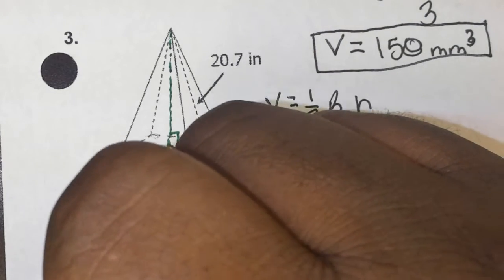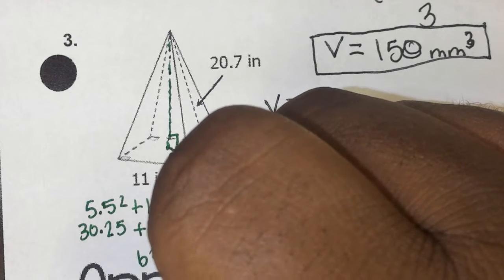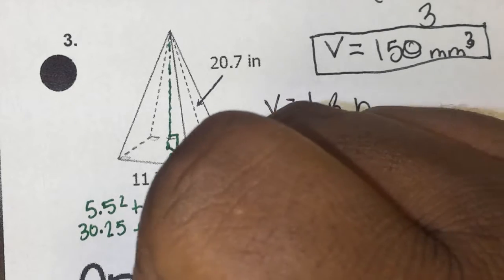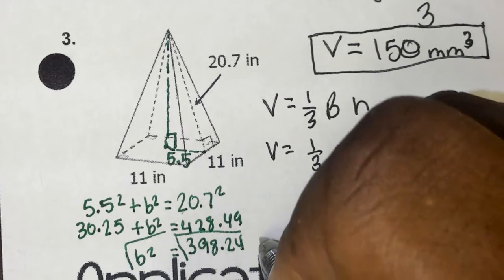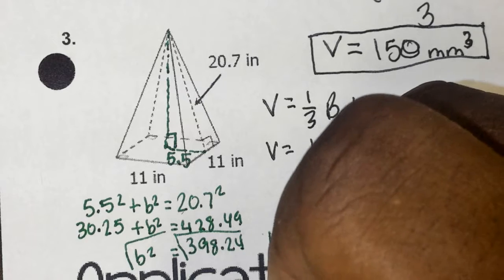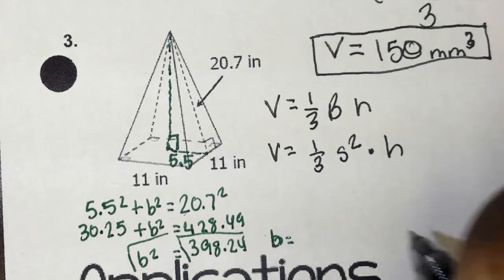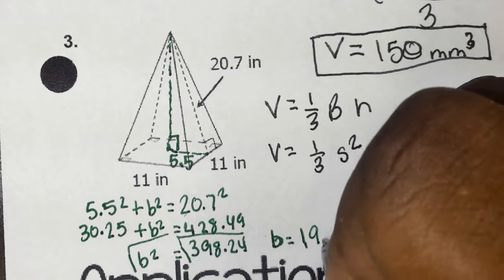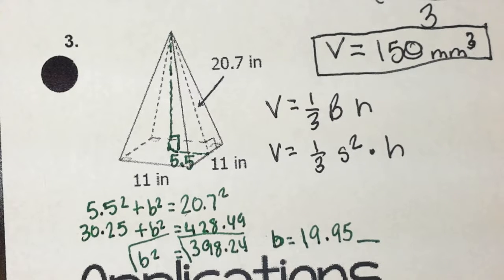Do subtraction, b squared equals. You're going to get a long decimal. Make sure you keep that in your calculator. On paper, I might just write this though. It's like 19.95 something. Make sure you use that long decimal in your actual formula.